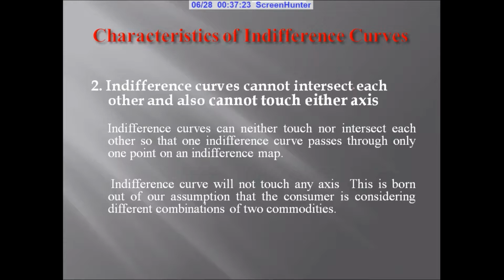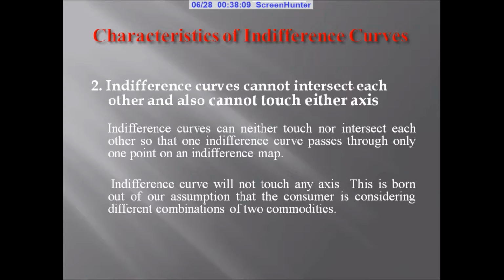Why can they not touch either axis? We have assumed that both commodities are partial substitutes. They are not perfect substitutes of each other. So an individual cannot reduce the consumption of any commodity to zero. It's not possible to consume a zero amount of any commodity because the commodities are not perfectly substitutable. An individual always consumes both commodities in a combination.